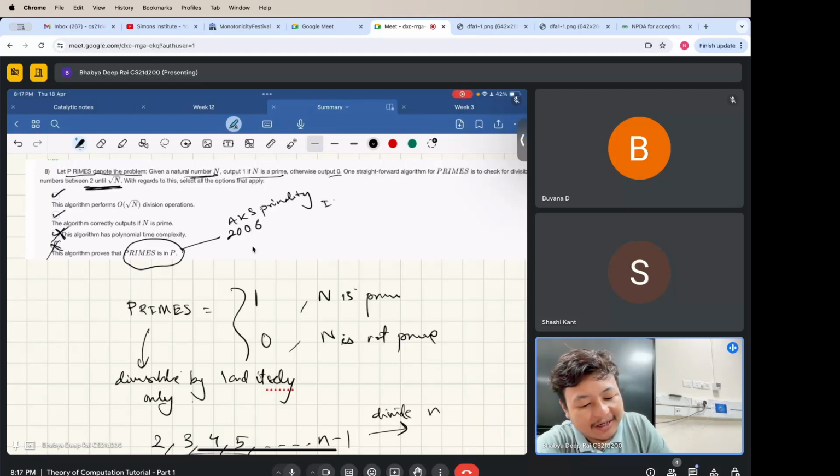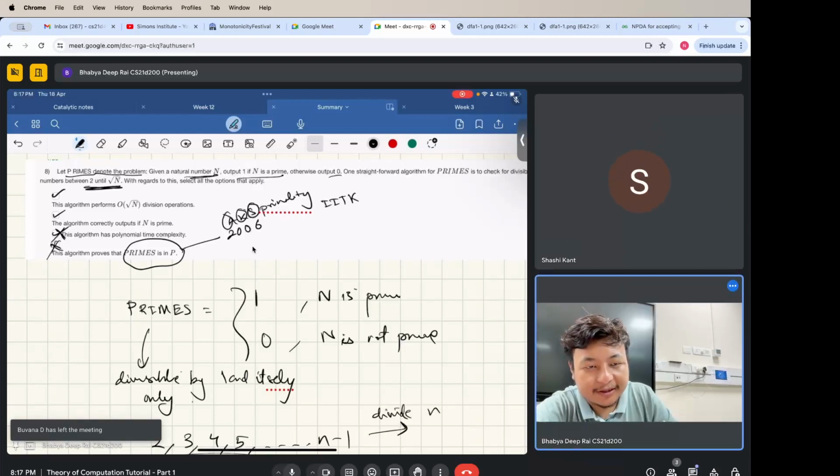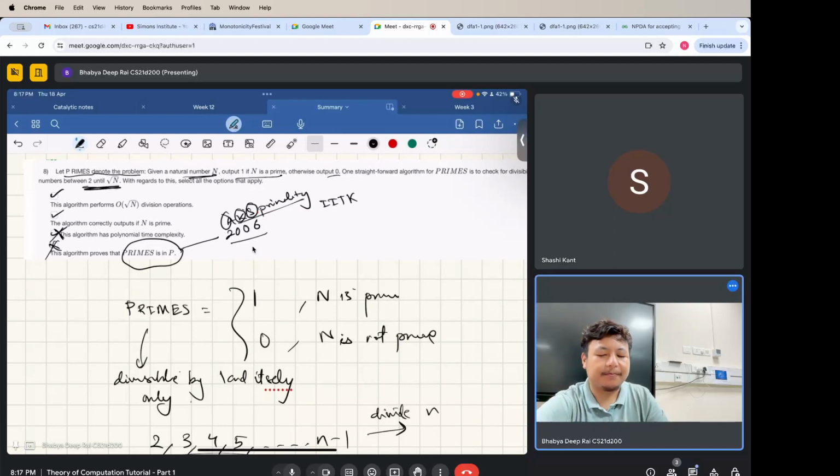It was a team from IIT Kanpur, Manindra Agarwal, Kayal, and Nitin Saxena. Together they proved that primes is actually in P. So this was a huge result back then. It won the Gödel Prize also.